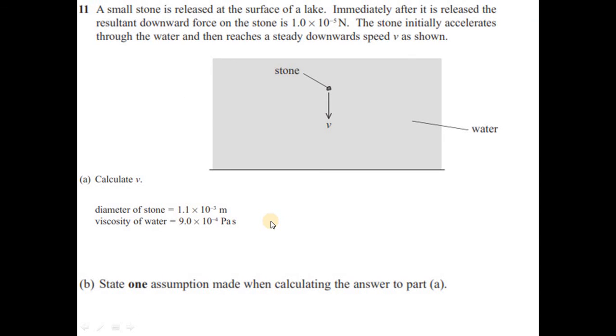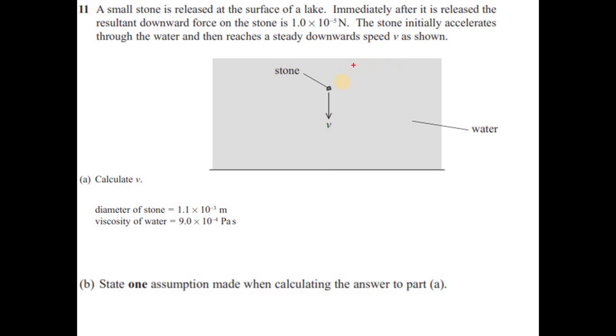Question number 11. A small stone is released at the surface of a lake. Immediately after it is released, the resultant downward force on the stone is 1.0 times 10 to the power minus 5 Newton. The stone initially accelerates through the water and then reaches a steady downward speed V as shown. Calculate V. According to the condition, they are saying immediately after release.